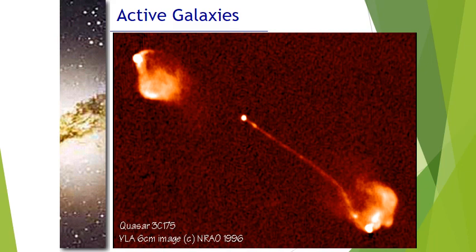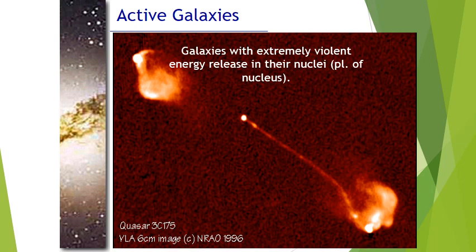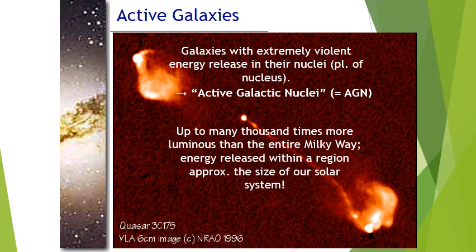But there are certain galaxies that are producing a lot of light, particularly in the center, in the nucleus. And those are what are called active galaxies. In fact, the nucleus, that center, is called an active galactic nucleus, an AGN. There's a lot of energy being released. And the question is, why, what's going on there.